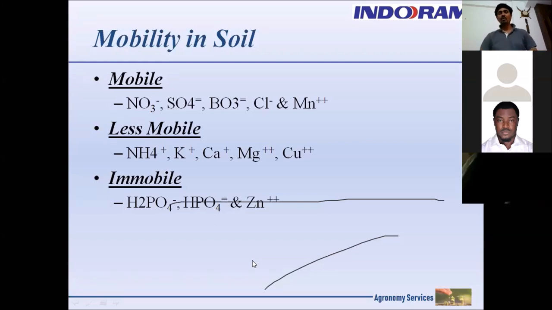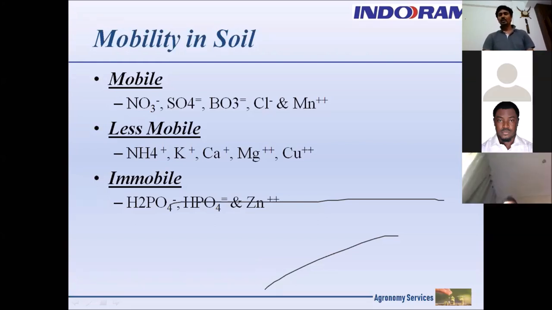Then comes immobile. Phosphate is almost immobile in soil. That is the reason phosphatic fertilizers are always advised to be applied as a basal dose, because wherever these fertilizers are placed in soil, say you apply the fertilizer and it reaches place X, it is the laziest one. It will not move anywhere at all. It will just stay idly at the same place.